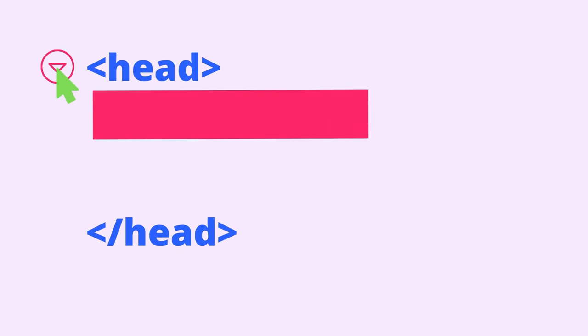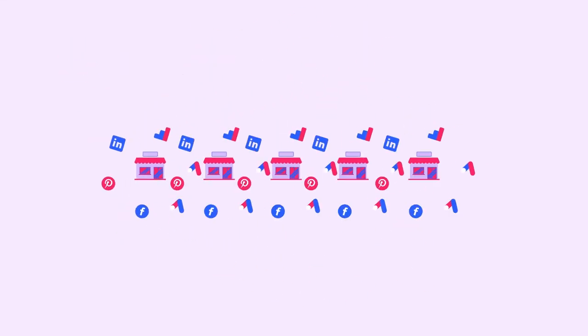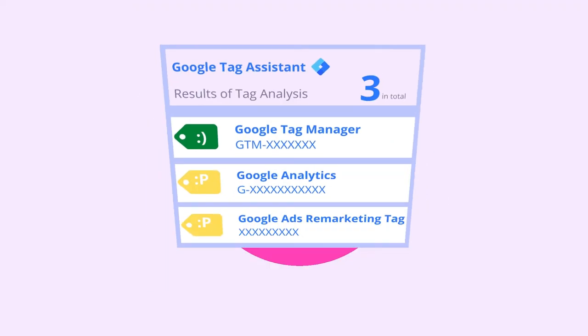Already know how to place the code, but not so free to do them all for a bunch of stores you're managing? Or just don't have access to your client's themes? Just streamline and simplify your process. Now, even your client can get your tag running.